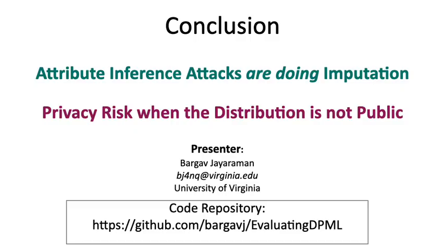In conclusion, the attribute inference attacks are similar to imputation in the sense that they also use the distribution information to infer the sensitive attribute, although they obtain the distribution information from the model. While this distribution inference is not a privacy risk when the distribution is public, in the cases where the distribution itself is private, then releasing the model can reveal sensitive information about the underlying training distribution.